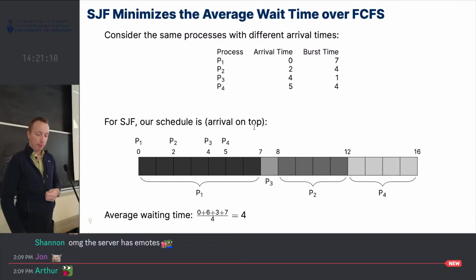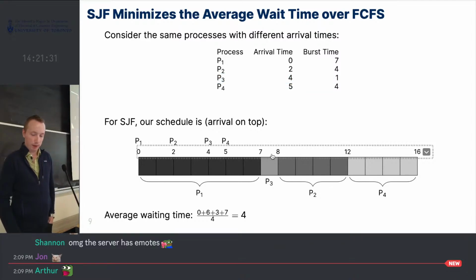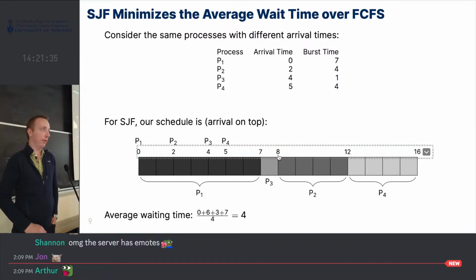Between P2, P3, and P4, if we're doing shortest job first, we look at their burst times and pick the lowest one first. The lowest one out of all these processes is P3. So whenever the CPU is free at time 7, we would pick P3 because that is the shortest job. Then at time 8, we have the decision to pick between P2 and P4.